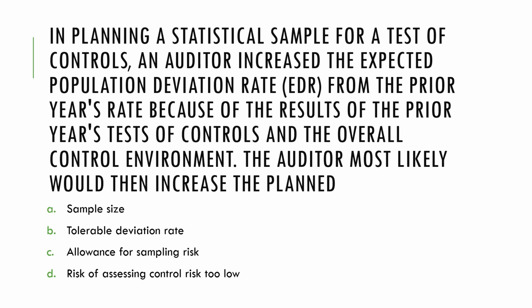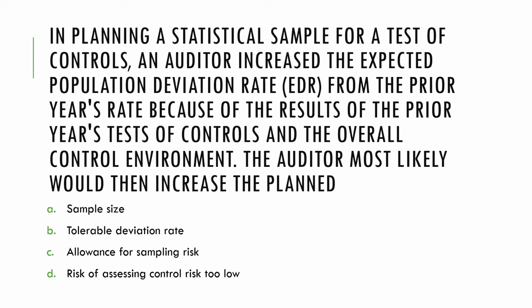Next, in planning a statistical sample for a test of controls, an auditor increased the expected population deviation rate from the prior year's rate because of the results of the prior year's test of controls and the overall control environment. So we also recall that the sources of our expected deviation rate may either come from prior year's testing or results of prior year's testing, or an initial testing or a pilot testing.